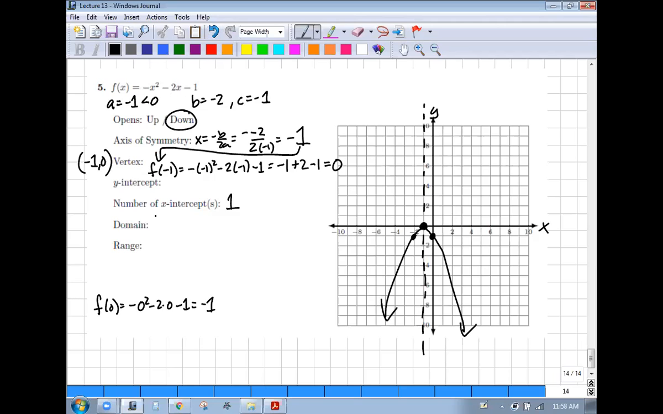The domain, it goes forever right and left, so all real numbers. The range, it goes down to -infinity, and the highest value it gets is 0 right here. It never goes up here. So that's your whole graph and all the properties of this parabola. So now you know how to graph any quadratic. And you do it enough, you eventually get to where you can just look at that and visualize it pretty easily, because it's the same steps every time.